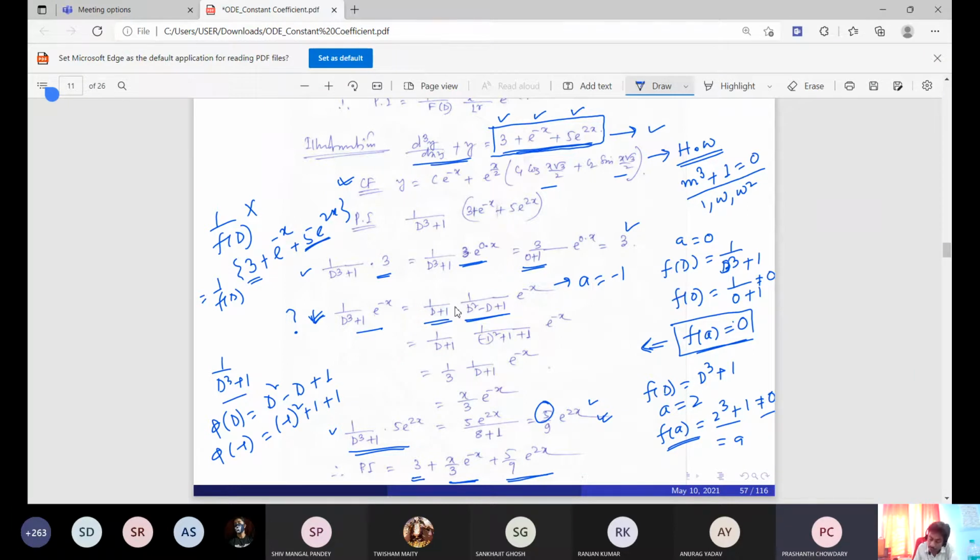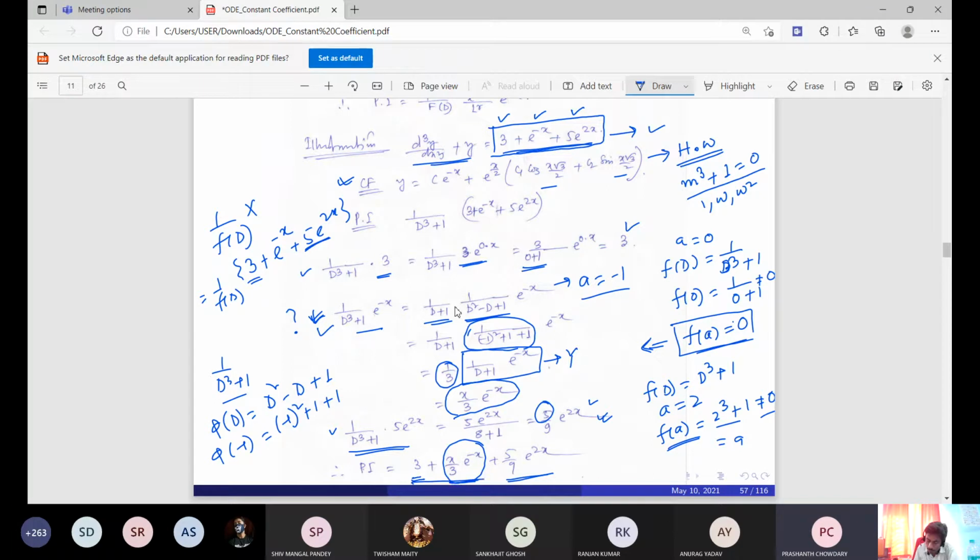This term is constant now, so you can take it out. So it will be 1 by 3. And the remaining part is 1 by d plus 1, which goes to 0 when d is minus 1. So this is the part that we have just now solved. This is your capital Y. And we have seen that capital Y will be x e to the power ax, where a is minus 1. So the contribution from this part to the particular integral will be x by 3 e to the power minus x. So this part is done now.